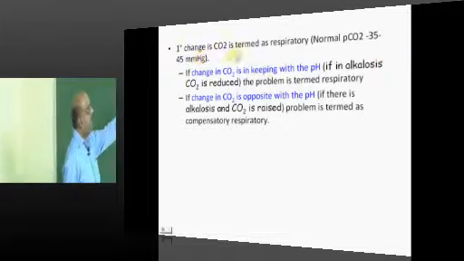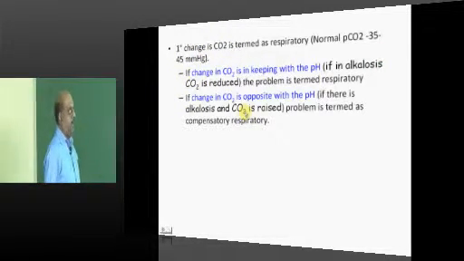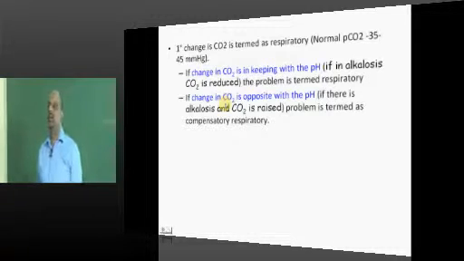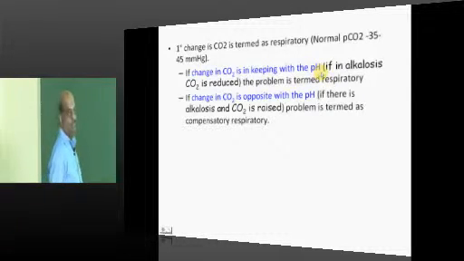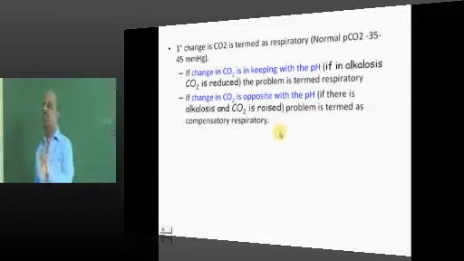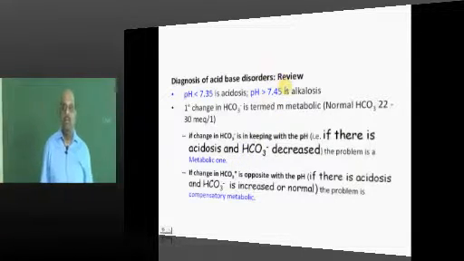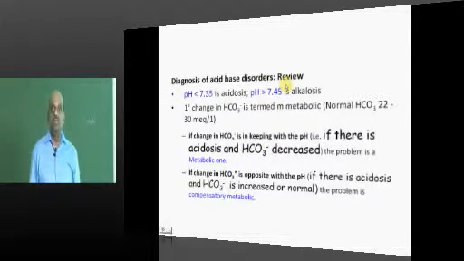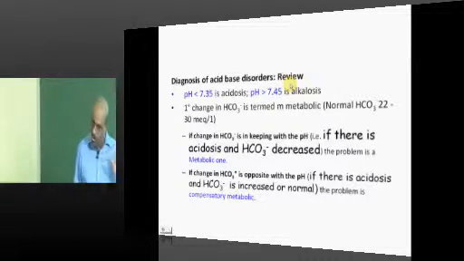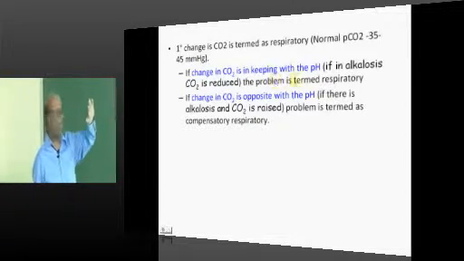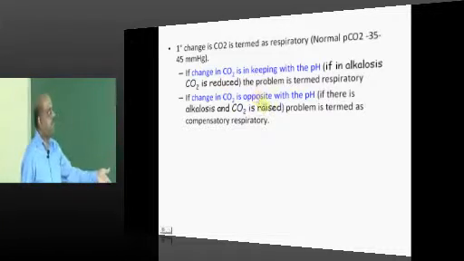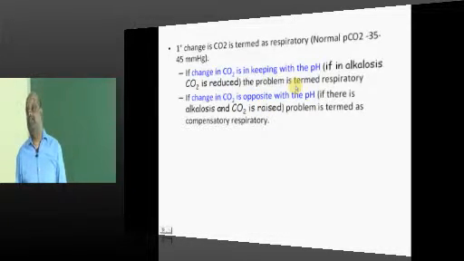For that you should know 35 to 45 is the normal PCO2. Okay, doc. Suppose the change in CO2 is commensurate with the change in pH, what does that mean? Suppose pH is showing alkalotic pH, doc, 7.5. What do you expect CO2 to be, low or high? If it is primarily a respiratory problem, low. So if the alkalosis is there and a reduced CO2 is there, then you call it primarily respiratory.